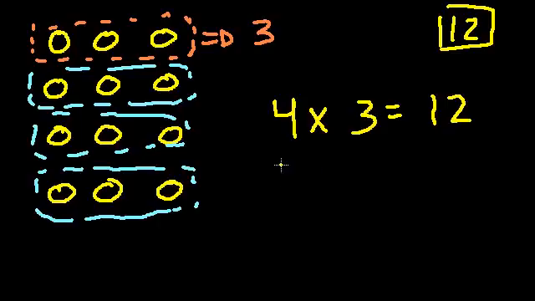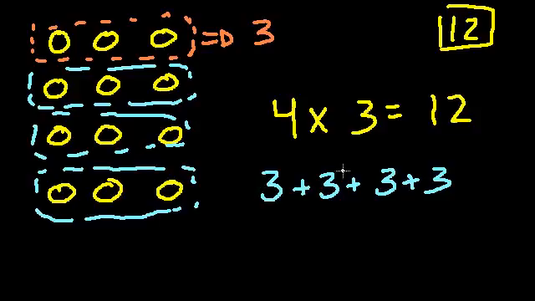And just to make that gel with what I just did with the addition, let's think about this. 4 times 3, literally, when you actually say out the words 4 times 3, I visualize 3, 4 times. 3 plus 3 plus 3. And if we did that, we get 3 plus 3 is 6. 6 plus 3 is 9. 9 plus 3 is 12.